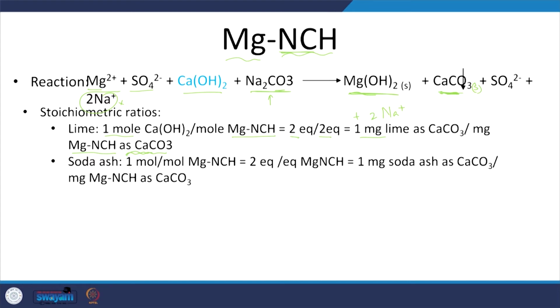So 1 mole of soda ash Na2CO3 is added per 1 mole of magnesium non-carbonate hardness. So it's again 2 equivalents. It should not be 1, I guess. It should have been 2. 2 equivalents with respect to magnesium non-carbonate hardness. So 1 milligram of soda ash as CaCO3 per milligram of magnesium non-carbonate hardness expressed as CaCO3, right? So again, one correction here, that's something to keep in mind.